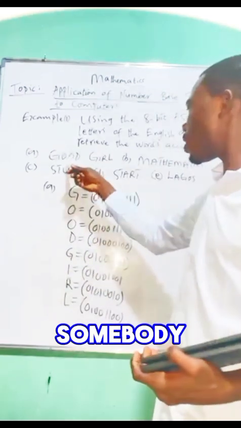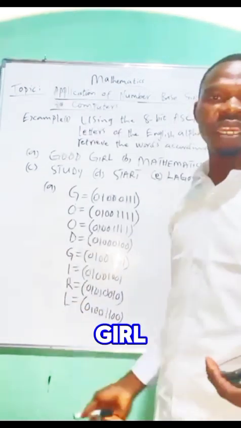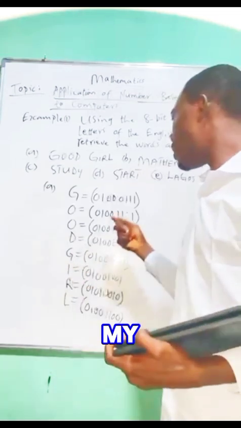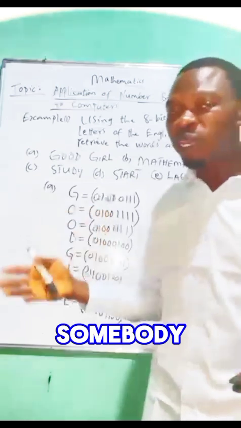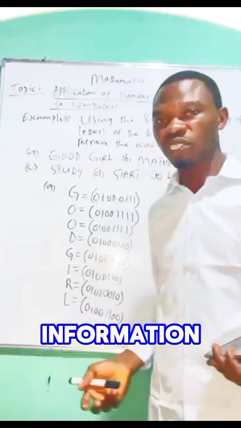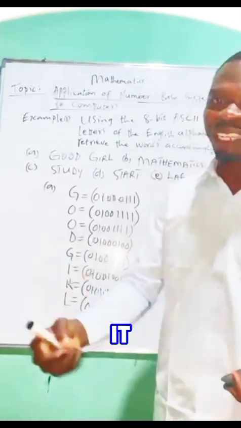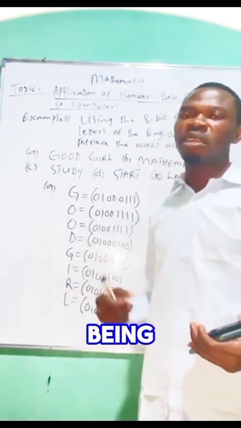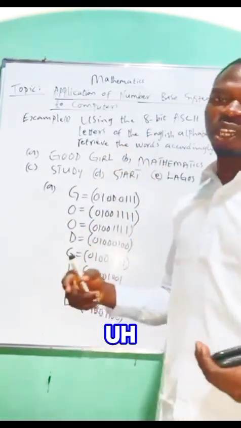For example, when somebody writes this code for you and gives it to you, you wouldn't know what is here. You wouldn't know that they mean good girl. They will come again and say, please bring my pen, in words. Or I can write that with the code, and to somebody that does not understand, they will wonder what this person is saying. That is the beauty of the binary code system. So we use it to pass information by encrypting it. Then the person that is receiving the information will be able to decrypt what is being encrypted. So this is one of the applications of number base.